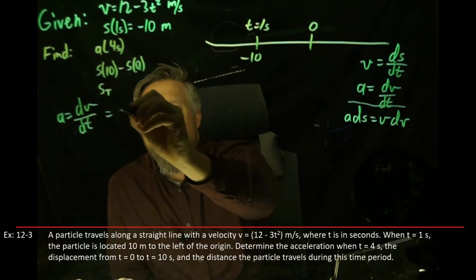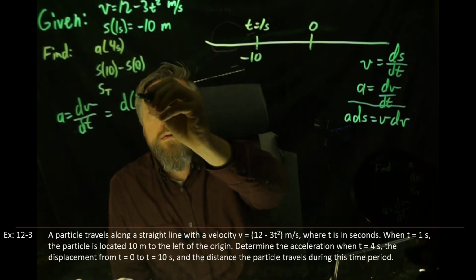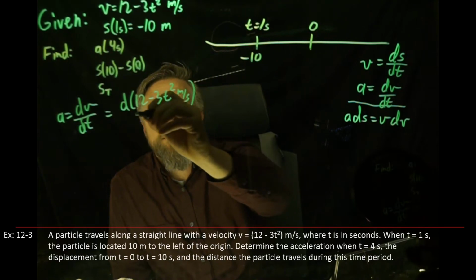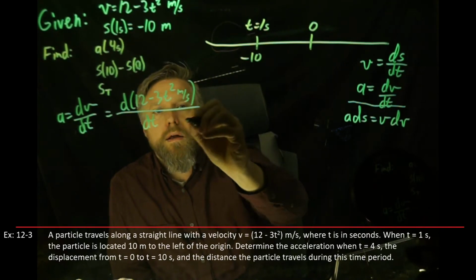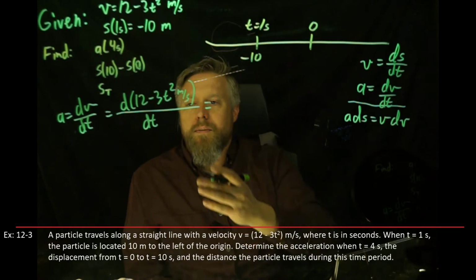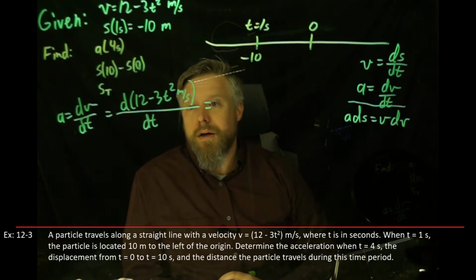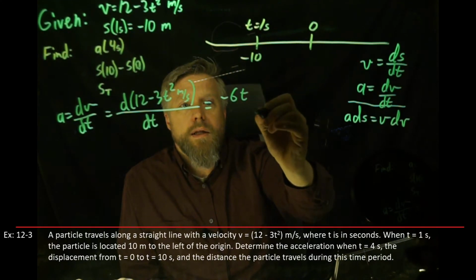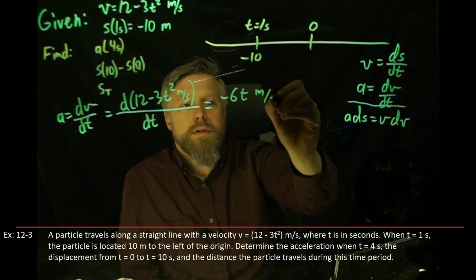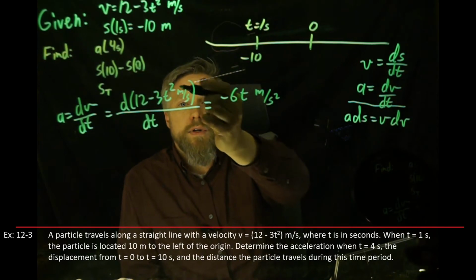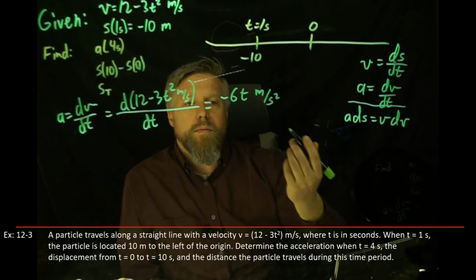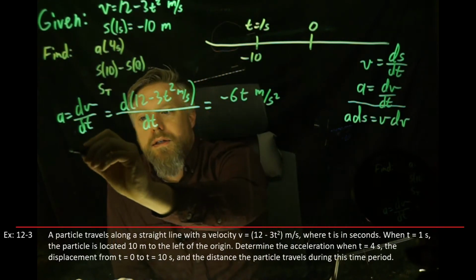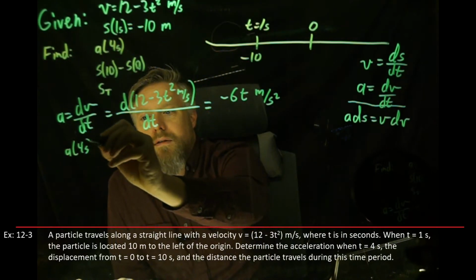And that's going to be equal to the derivative of my v, which is 12 minus 3t squared meters per second, with respect to time. OK, I can take the derivative of that pretty easily. The derivative of 12 with respect to time is 0, because 12 doesn't change, minus 6t. And it's now meters per second squared, because we divided a meters per second by a time, which is always in seconds. Negative 6t. Now we need to find acceleration at 4 seconds.